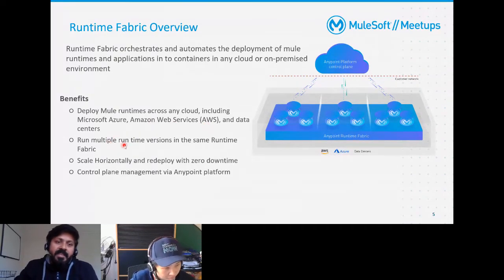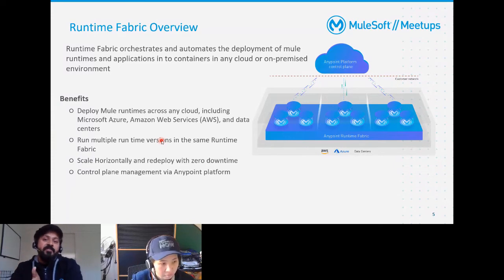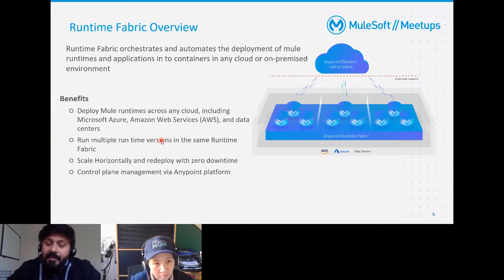Now, let's talk about the multiple runtime version feature. With RTF, you can actually deploy Mule applications into various runtime versions. So say, for example, an application X can be deployed into version 4.3, application Y into 4.1, and application Z can even be deployed into runtime version 3.9. So that's a great deal of flexibility available there.